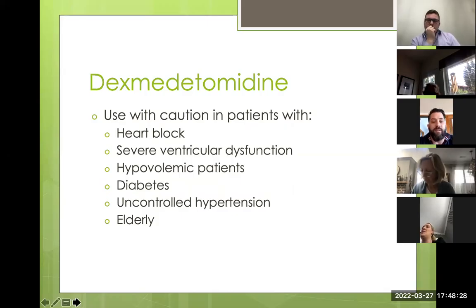So just like with clonidine, be aware if they have a bradyarrhythmia, heart block, severe ventricular dysfunction, or are hypovolemic, because it can cause some slow heart rates. Diabetes, I really haven't seen any issues with that. There was concern that you could cause some autonomic disturbances, but we get tons of diabetic patients in the mountains, and I haven't had any type of issues with that.